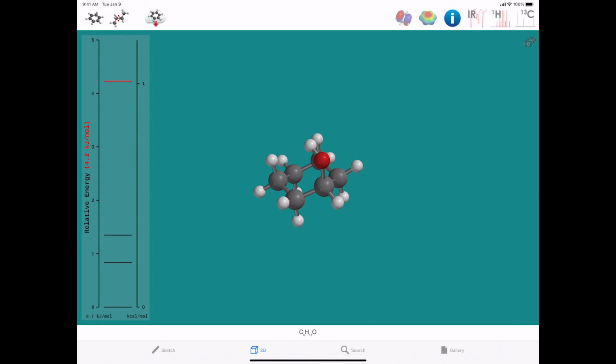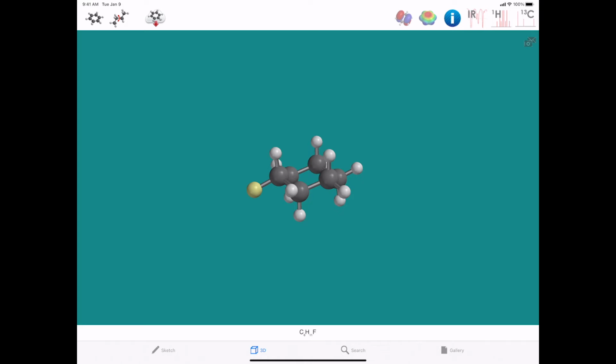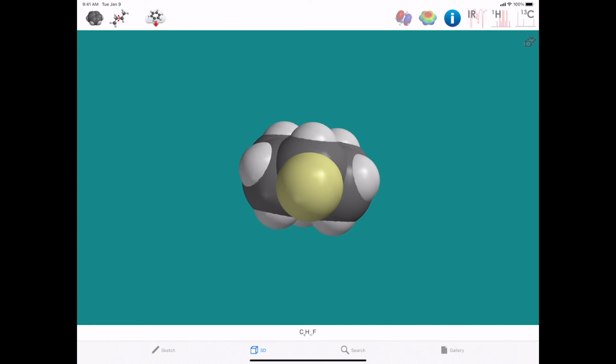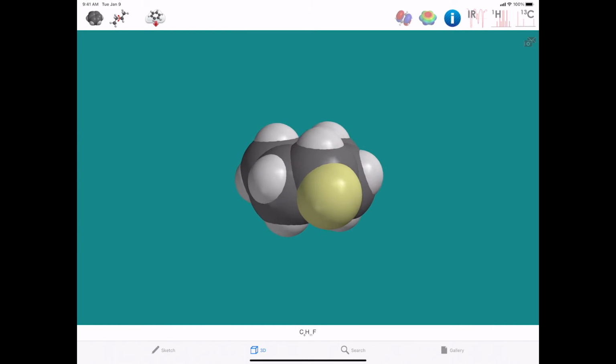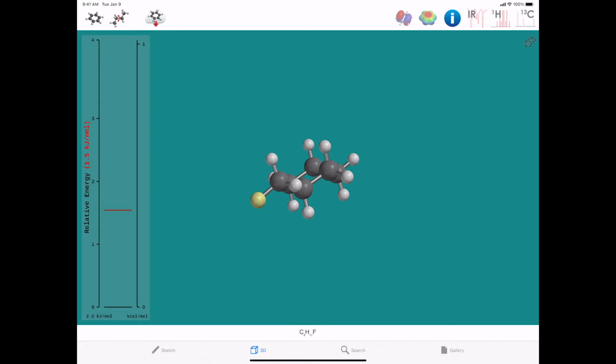And you can go through and do this with all kinds of substituents. Let's say fluoro. Turns out that if you look at the space filling model, fluoro is not that much bigger than hydrogen. So the difference between axial and equatorial fluoro is actually not that great. And in fact, this is telling you that it's actually better to have the fluoro axial. That's an interesting result, which we would need to talk about in a little bit.